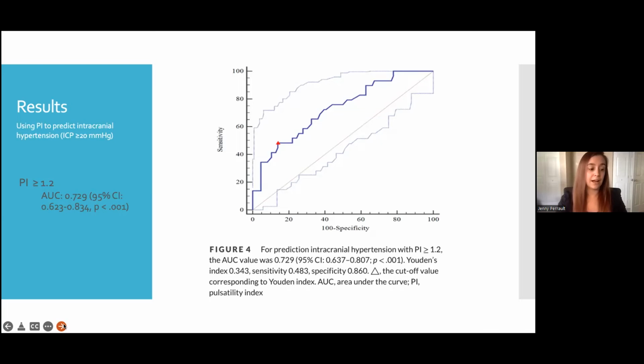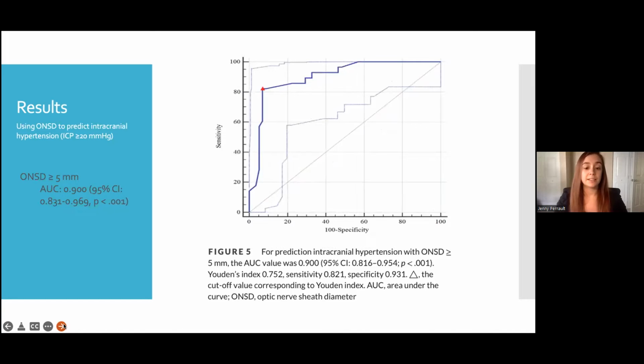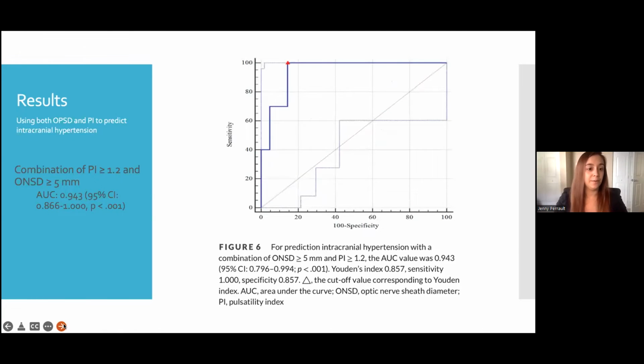However, when you look at optic nerve sheath diameter and how accurate it is at predicting hypertension, it has an area under the curve of 0.9. So it's even more accurate at predicting intracranial hypertension than PI is. And when you use both PI and ONSD together, the area under the curve is 0.943, which is even higher. However, the researchers saw that this wasn't a statistically significant difference compared to ONSD alone. So that was a lot of numbers and graphs.